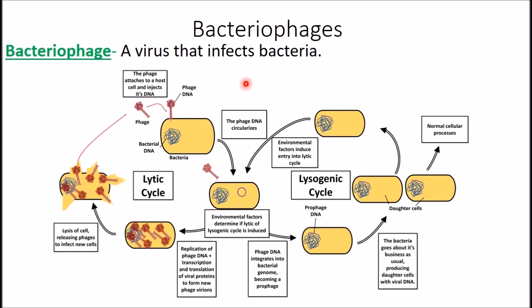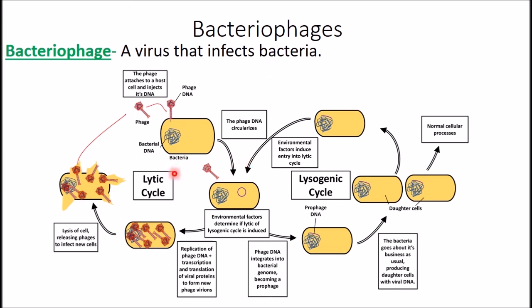You've got two life cycles for the bacteriophage. It's either the lytic cycle or the lysogenic cycle. What happens is the phage will attach onto the host cell. That's the first thing that needs to happen. Then you get injection of the DNA. The DNA will circularize if it's not degraded by the immune system of the bacteria, and then the environmental factors will determine if it goes into the lytic or the lysogenic cycle.